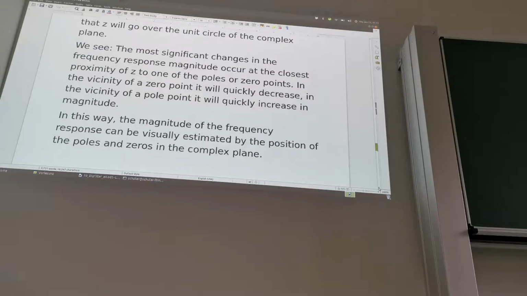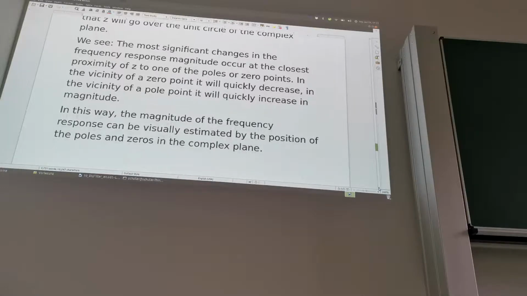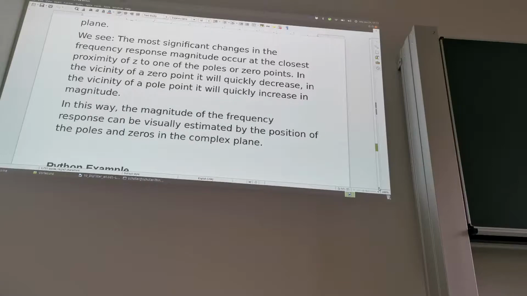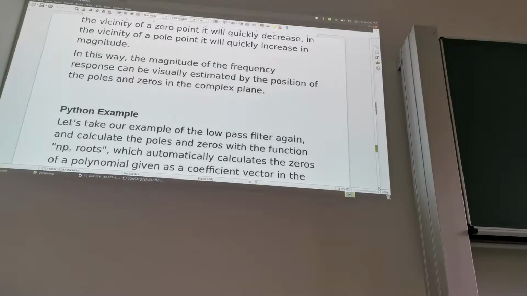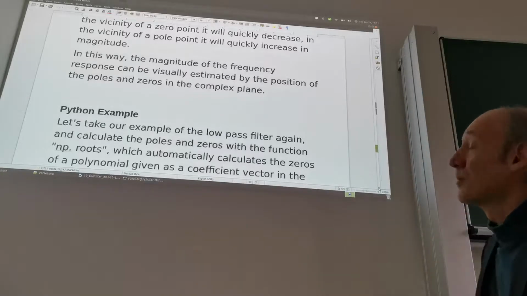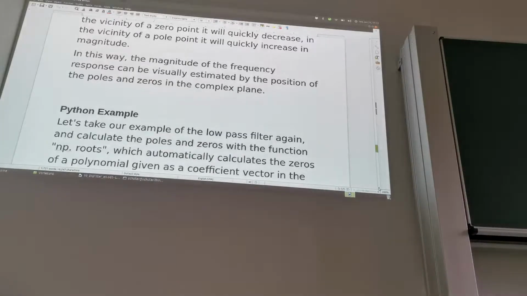Yeah, so the most significant changes in the frequency response magnitude occur at the closest proximity of z to one of the poles or the 0 points. Right? In the vicinity of a 0 point, it will quickly decrease. In the vicinity of a pole point, it will quickly increase in magnitude. In this way, the magnitude of the frequency response can be visually estimated by the position of the poles and zeros in the complex plane. And this is what I mentioned earlier, right? Basically, just by knowing the location of the poles and zeros allows us to see what type of filter we have.